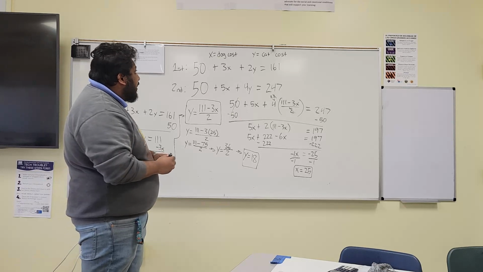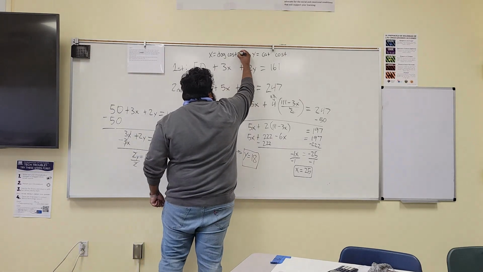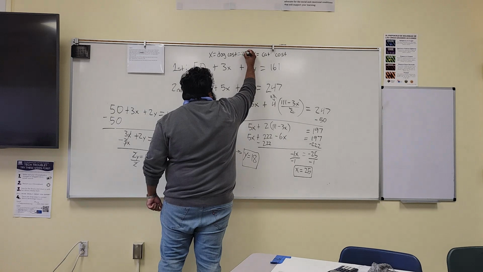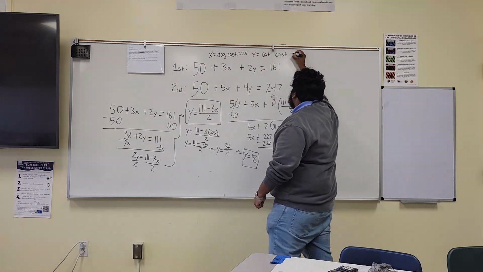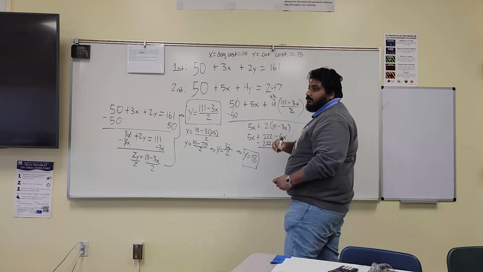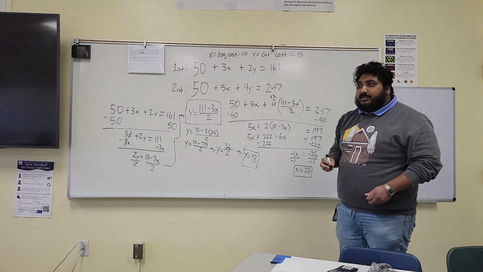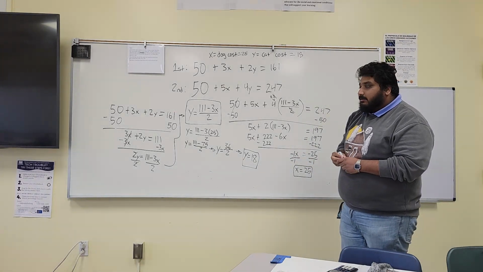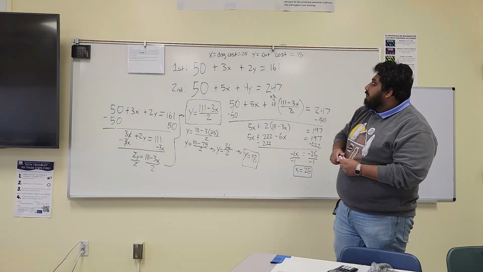That means it costs $25 per dog, and it costs $18 per cat. Now this is a pretty cheap adoption agency for animals. I know they usually cost a little bit more, but this is what we got.